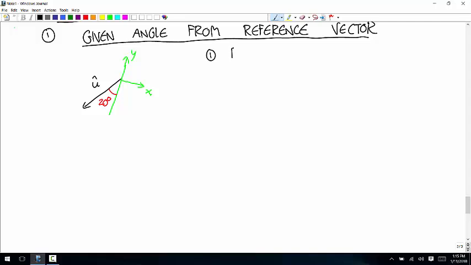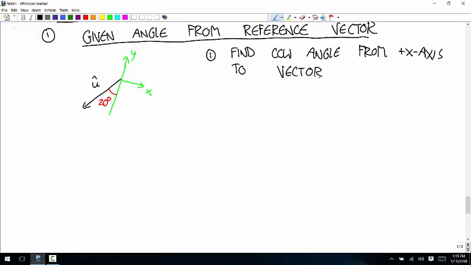So we want to find a counterclockwise angle. CCW is counterclockwise from the positive x-axis through the vector. And then once you know that, the unit vector is just equal to cosine theta, sine theta. So this angle theta is that counterclockwise angle.